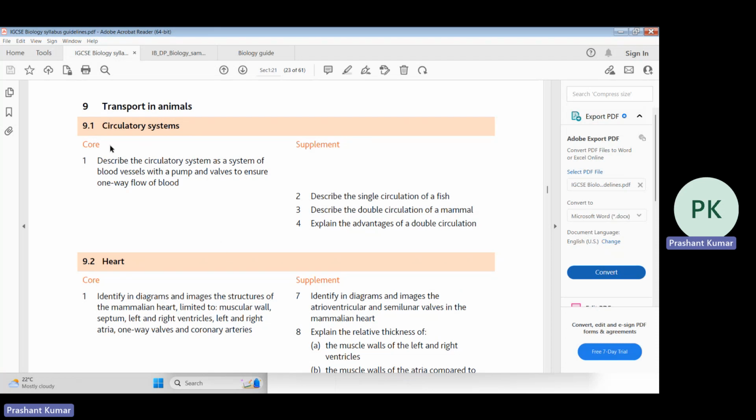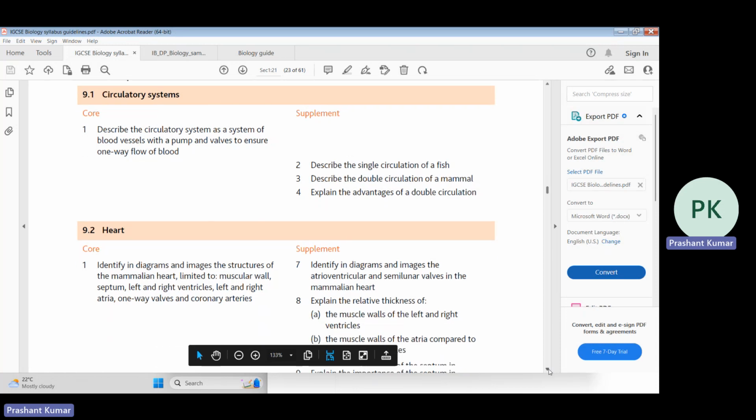In today's section, we'll talk about the circulatory system, 9.1, where we will discuss how blood vessels, the pumping organ and the valves maintain the one-way flow of blood. We'll talk about single circulation, double circulation, and we'll see the advantage of double over single circulation. Then we'll go to 9.2.